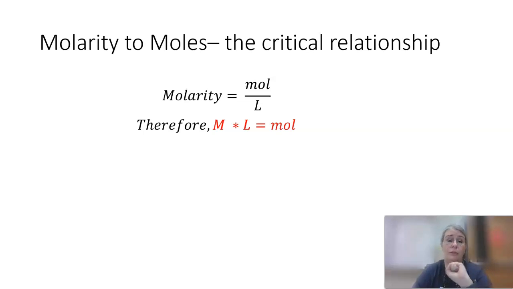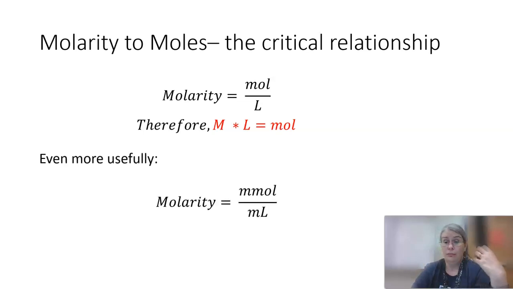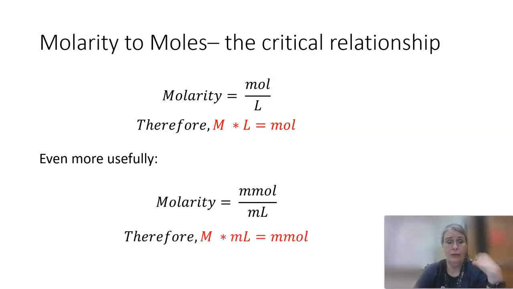Molarity times volume gets me into some form of moles. If it's molarity and liters, it gets me into moles, and then I can use that to get into grams. If it's molarity and we're working in very small quantities like milliliters, then molarity times milliliters gets me into millimoles, which I can use to get into milligrams. This is just so important. You really need to have this right at your fingertips when we're solving some of these problems.